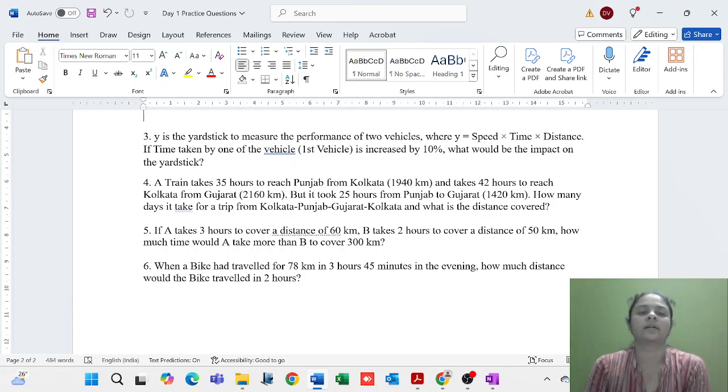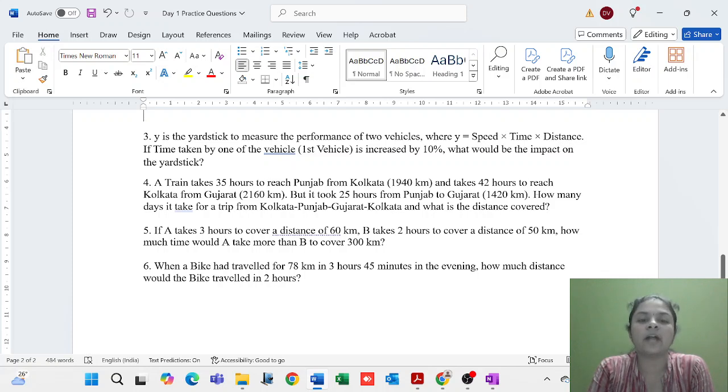Question number 4 answer. A train takes 35 hours to reach Punjab from Kolkata and takes 42 hours to reach Kolkata from Gujarat and 25 hours from Punjab to Gujarat. How many days does it take for a trip from Kolkata to Punjab to Gujarat to Kolkata?